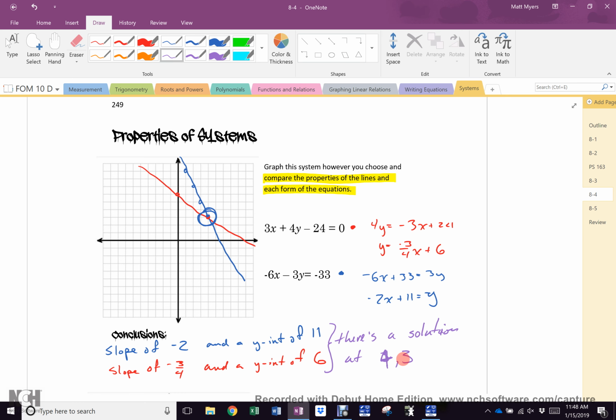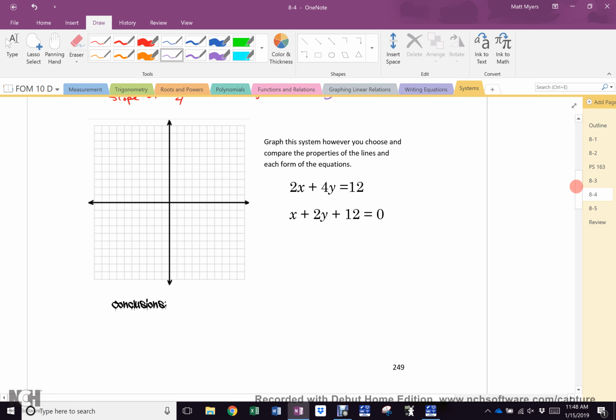Why is there only one solution? Because they're straight lines, they can only hit once. There is only one spot in the entirety of the universe where these 2 lines will cross. Right? Great. Do that exact same thing again.